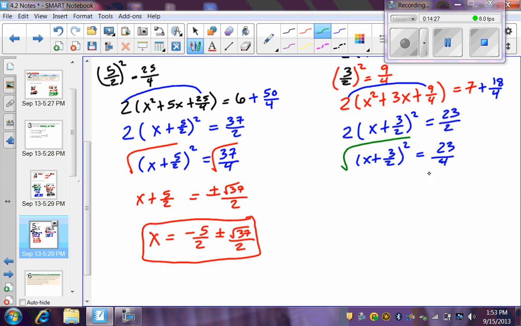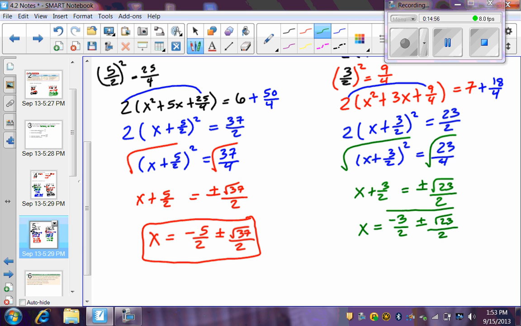Take the square root of both sides, so that gives me x plus 3/2 equals plus or minus, can't simplify the square root of 23, but the square root of 4 is 2. And then subtract the 3/2 back to the right side, so that's going to be x equals negative 3/2 plus or minus the square root of 23 over 2. And that's where your answer can be left.